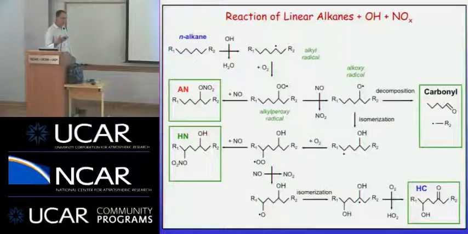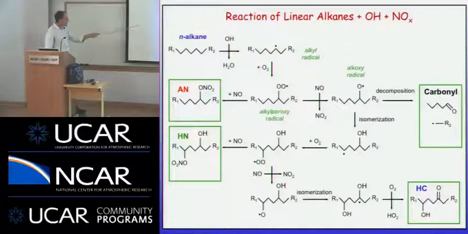And then in polluted environments where there's NO around, it can either react to make an alkyl nitrate, or it can convert NO to NO2 to make an alkoxy radical. And as you'll see throughout this talk, aerosol yield formation, all the products that are formed are in large part determined by what happens to the alkoxy radicals. And so there's two pathways that are shown here. One is decomposition, which leads to breaking of carbon-carbon bonds. And so it makes lighter molecules that would tend to stay in the gas phase.